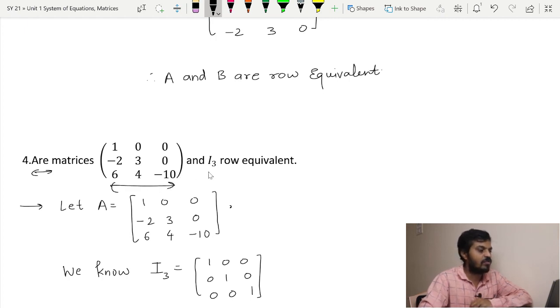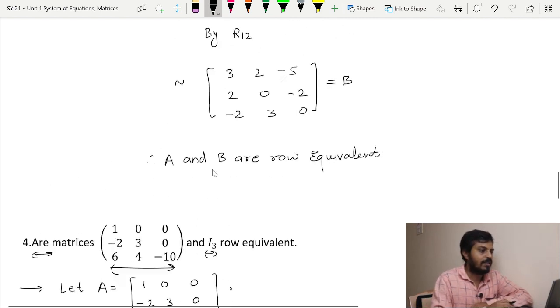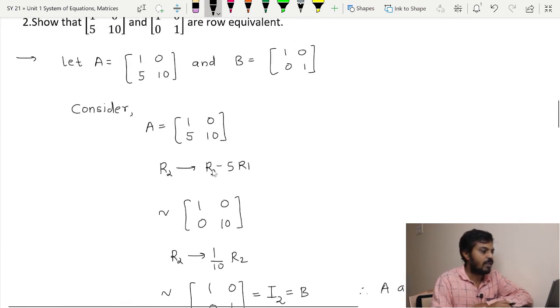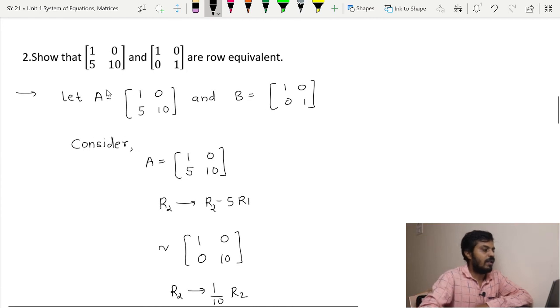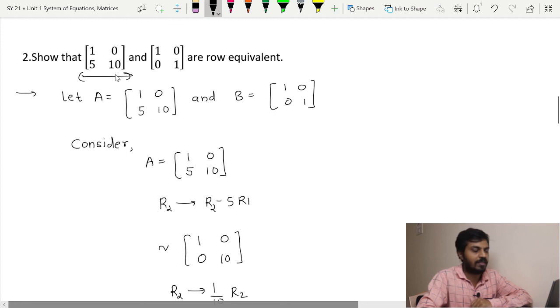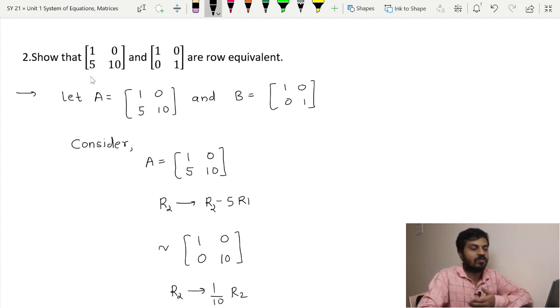So you can easily find that the determinant of this will be minus 30, which is non-zero, and therefore this matrix is row equivalent to the identity matrix, that is I3. The same thing we have observed in this example as well. Again, this is a lower triangular matrix, so easily you can find the determinant also. The determinant is 10, which is non-zero, and therefore this matrix is row equivalent to the identity matrix.